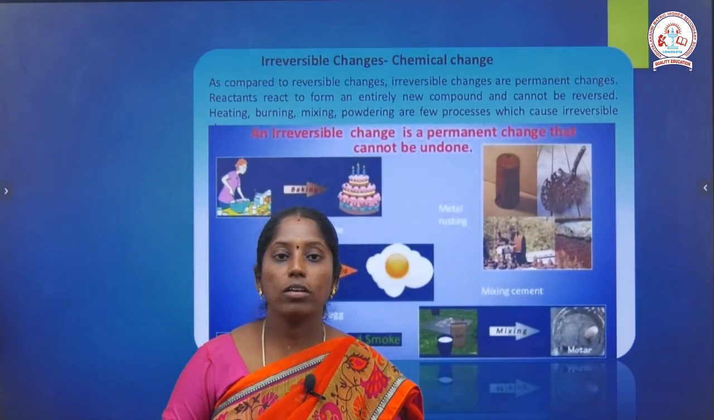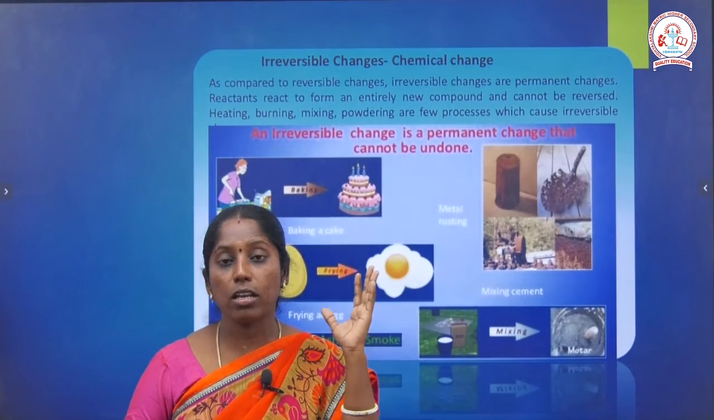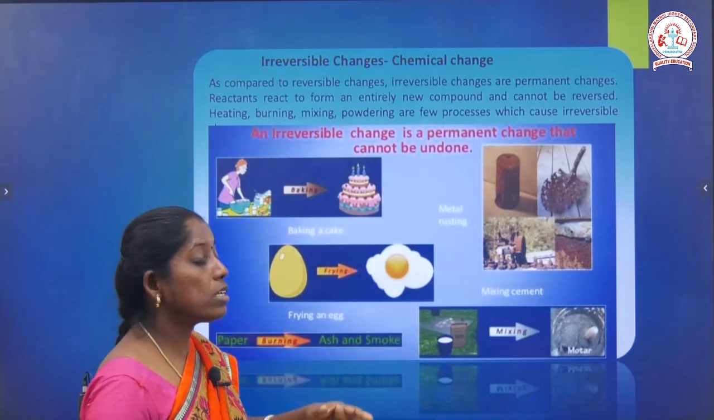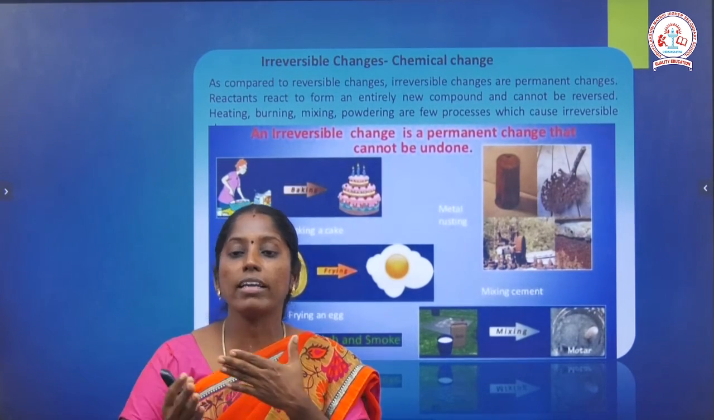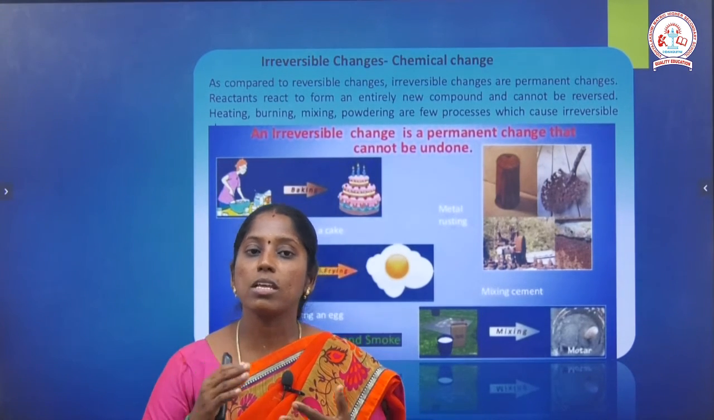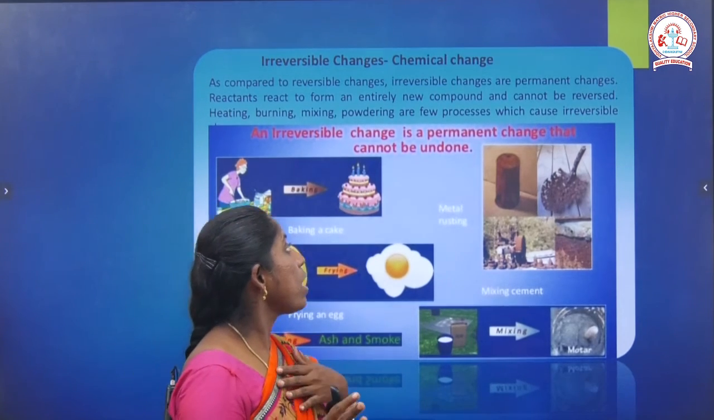Okay, now next one, irreversible. Physical changes can be reversible. Now irreversible changes. Irreversible means once it changes into another substance, it does not come back again to the original substance. That is irreversible. Once it changes, it never changes back.